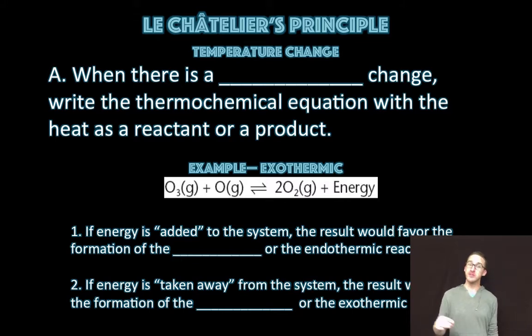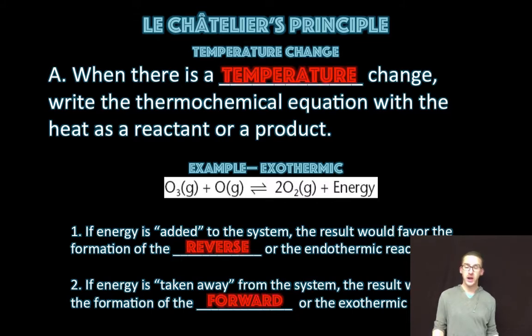Third thing that will stress a system at equilibrium: temperature change. The easiest way to understand how temperature will affect or stress a system at equilibrium is to think of your heat energy as an additional reactant or product. And then just think of it as you did with adding or removing a reactant or product as we did earlier. So let's take a look at an exothermic reaction where energy will be a product.